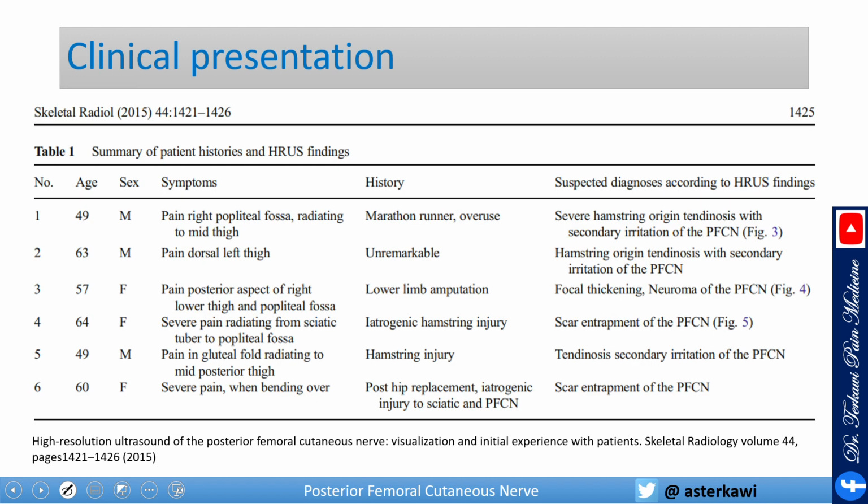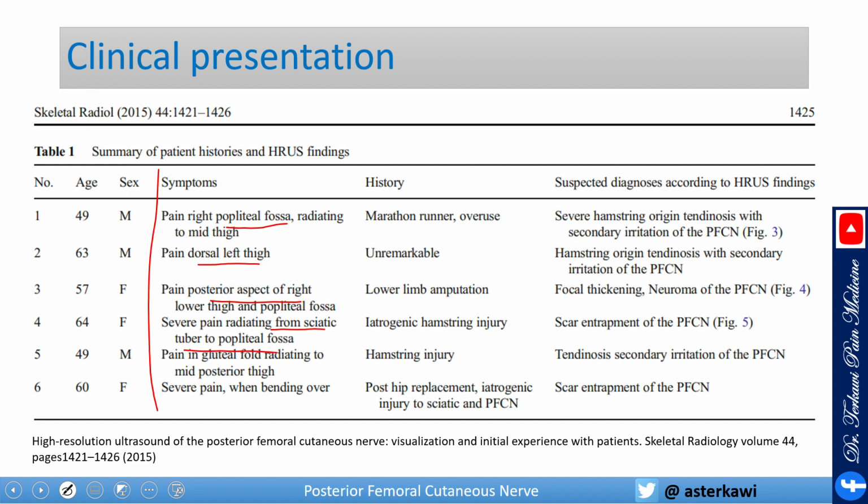This is overall a rare condition, so most of our knowledge comes from case reports. For example, this is a paper published in 2015, and they studied 6 patients. As you see here in the symptoms, it is mostly pain, like here, right popliteal fossa radiating to the mid-thigh, or pain at the dorsal left thigh, posterior aspect of the right lower thigh, severe pain radiating from the sciatic tuberosity to the popliteal fossa. This is why this disease is commonly mistaken for sciatica.